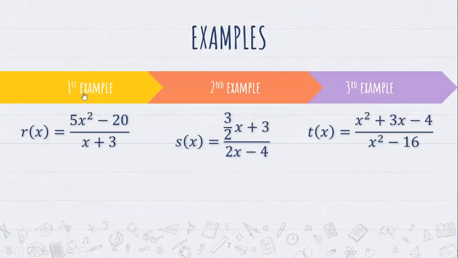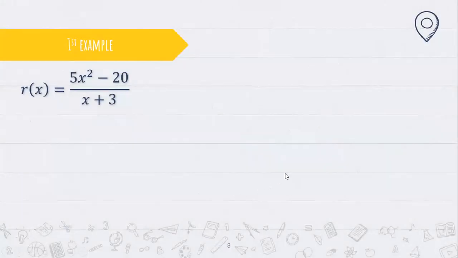So, examples tayo. So, we have 3 examples here. Example number 1, we have r of x is equal to 5x squared minus 20 over x plus 3. Second example is we have s of x is equal to 3 over 2x plus 3 over 2x minus 4. And third example, we have p of x is equal to x squared plus 3x minus 4 over x squared minus 16. So sige, kukunin natin yung first example. We have r of x is equal to 5x squared minus 20 over x plus 3. Ayan. Paano natin kukunin yung x-intercept and y-intercept?